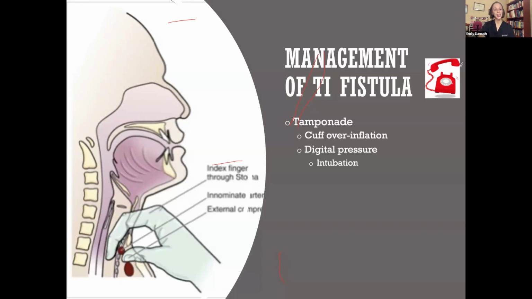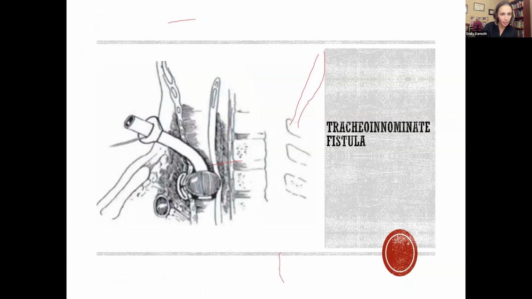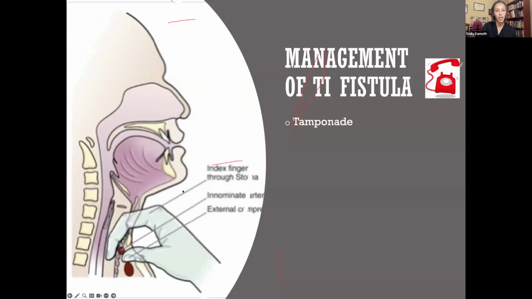And so just like in the trach algorithm where you feel like you're doing something you shouldn't, the first step is to overinflate that balloon. And you can put, I think, upwards of like 30 to 50 cc's in these tracheostomy cuffs. So in an emergency, for a short period, you want to inflate that cuff because you'd like it to tamponade that innominate artery. If that's successful, great. You still need definitive management. If it's not, you're going to need to remove that trach tube in order to apply digital pressure.